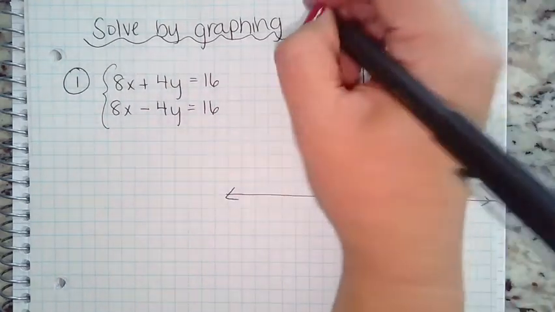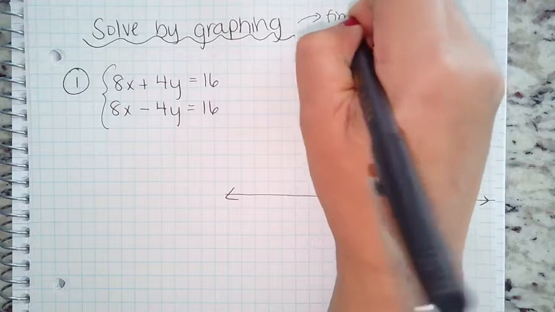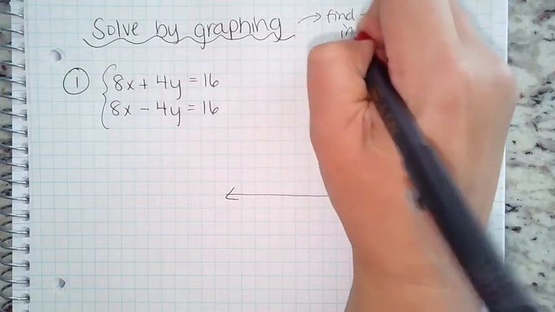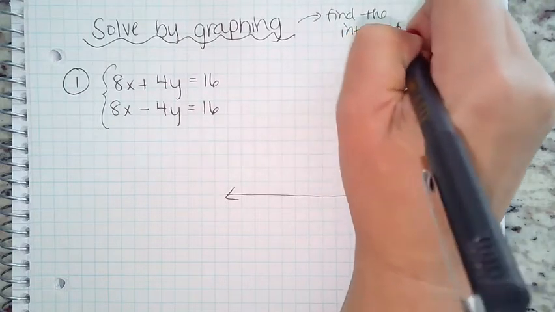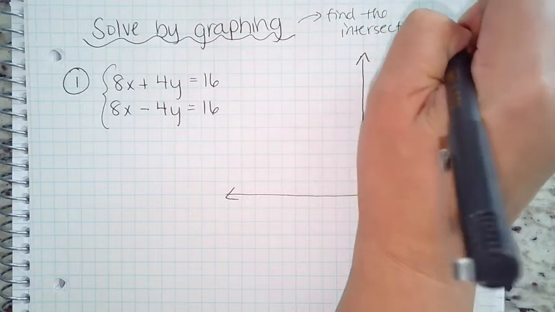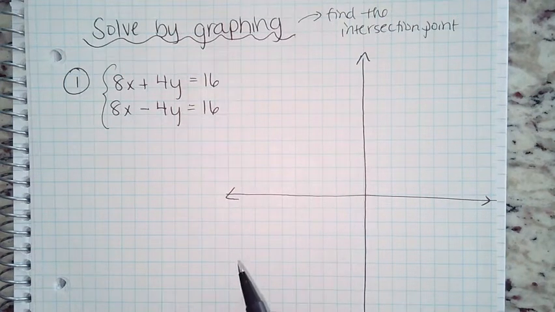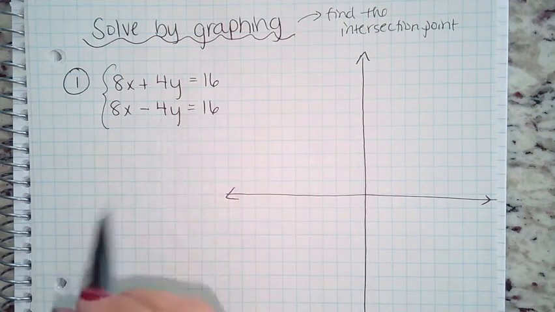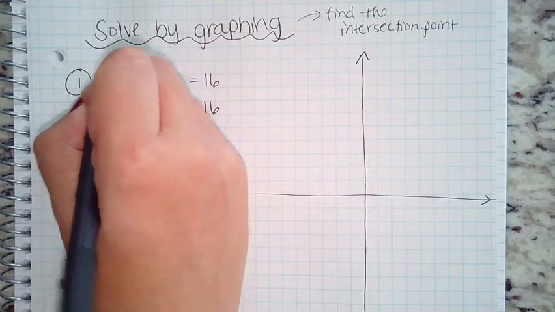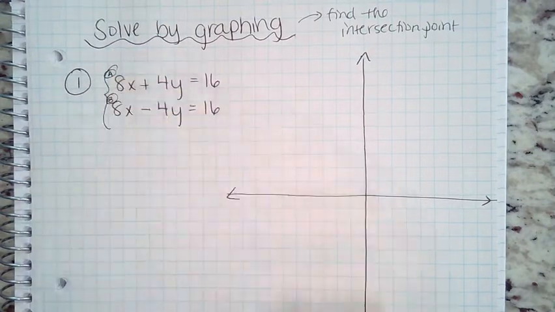And so what that means is to find the intersection point. It's not just to graph the two lines, but it's to find the actual point where they intersect. Okay, so what we have to do is graph both of these equations. So let's call this equation A and this equation B.